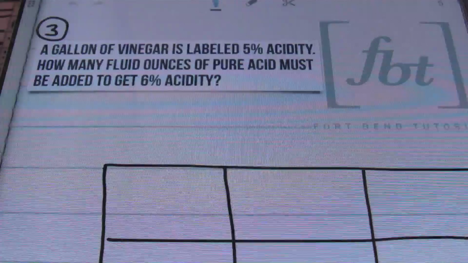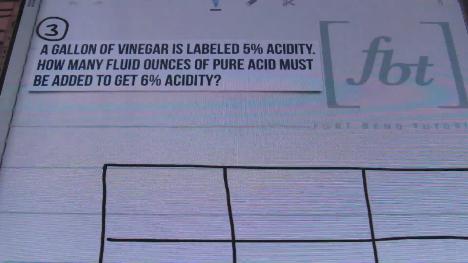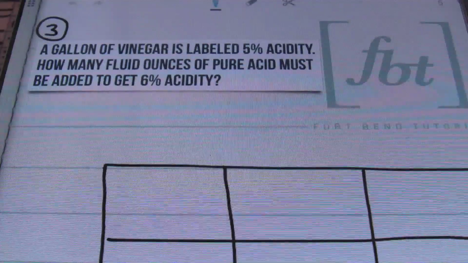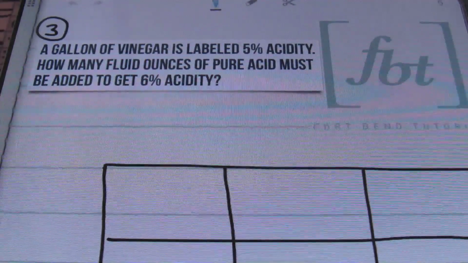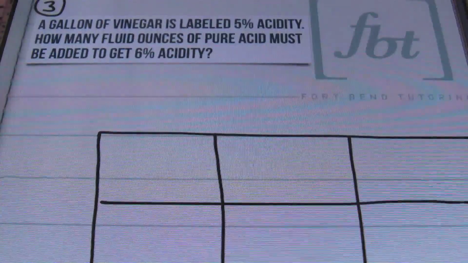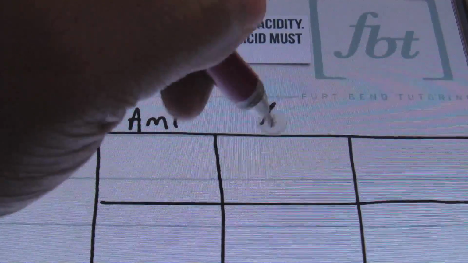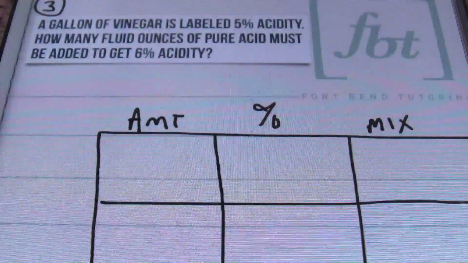And now we have problem number 3. A gallon of vinegar is labeled 5% acidity. How many fluid ounces of pure acid must be added to get 6% acidity, ladies and gentlemen? So here, we're going to once again start out with our amount, the percent, and this is going to give me my final mix right here.